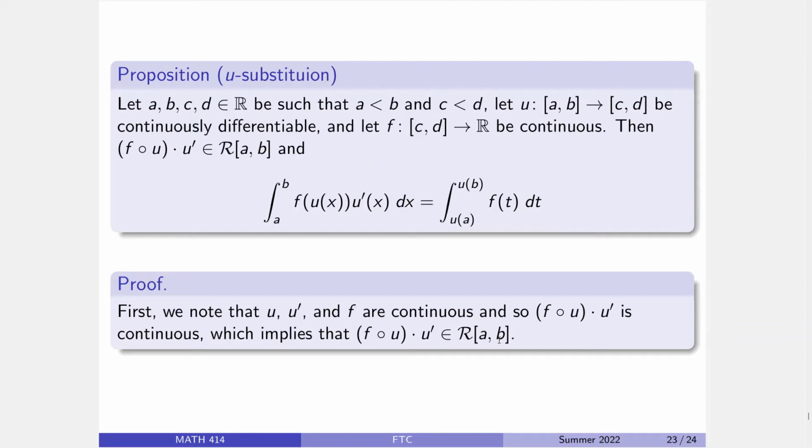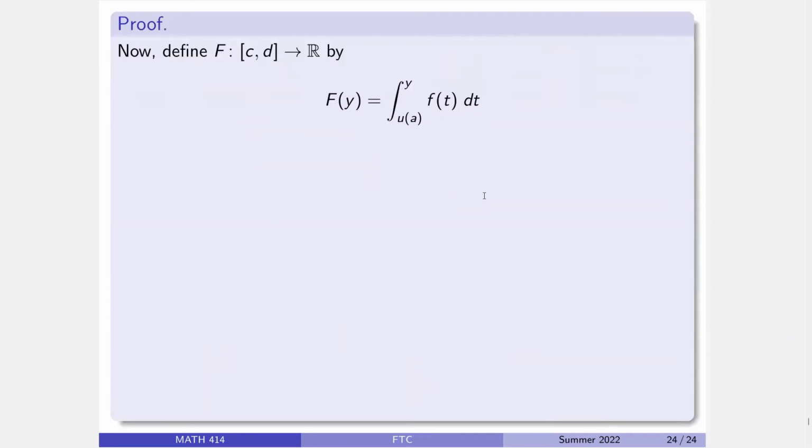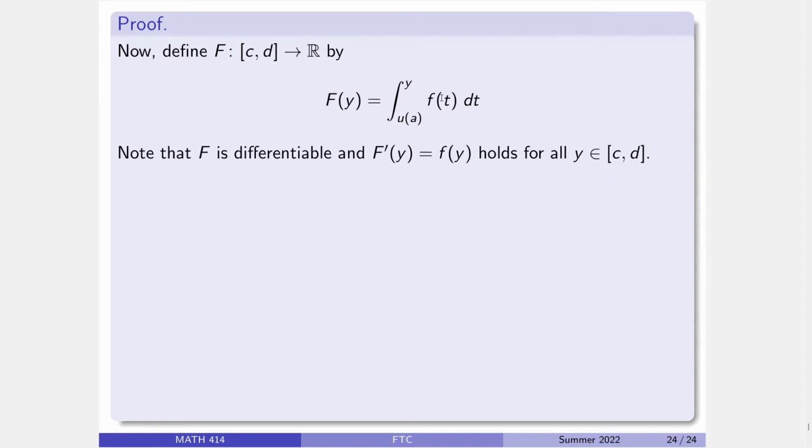Now, how do we get from here to there? Well, let's define the function on the non-degenerate interval from c to d as follows. Note that since f is continuous everywhere, this is differentiable everywhere, and its derivative is equal to f of y, and that's good for all y that live in [c,d]. Note we started wherever we wanted. Well, in this case, we started at u of a. We were clever about where we started.